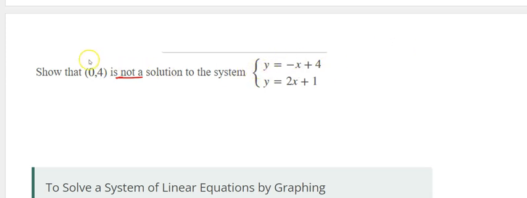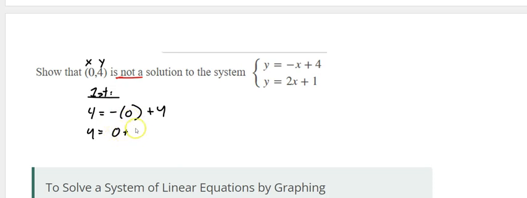Just start replacing. We have our x, we have a y. So first equation, with our y, we have a 4. Okay, 4 equals negative 0 plus 4. Well, 4 equals, well, what's negative times 0? Of course, 0 plus 4. 4 equals 4. Okay, that one checks out. Let's do the second one. Same process again.